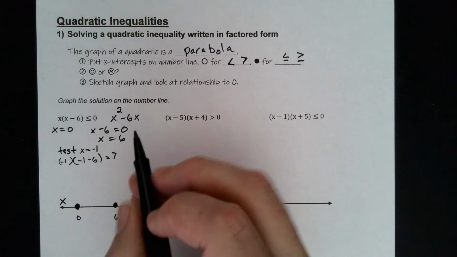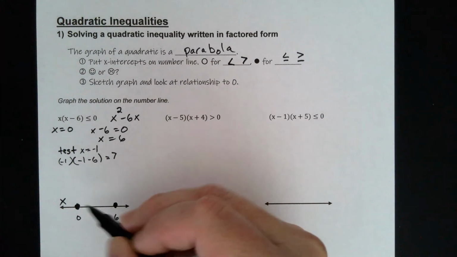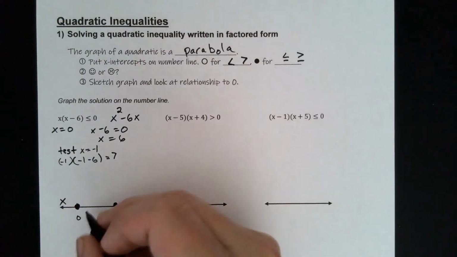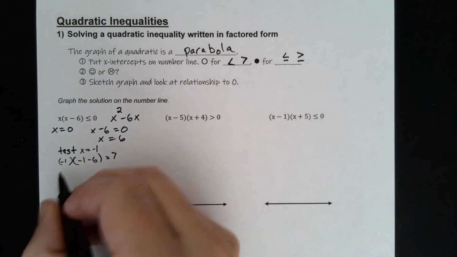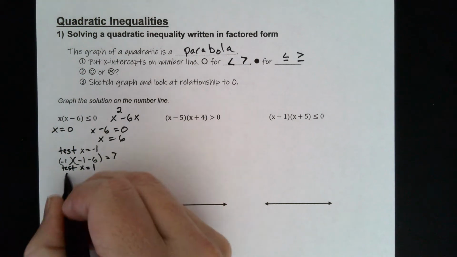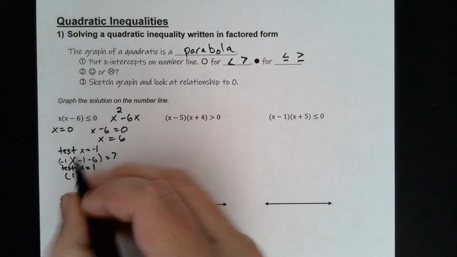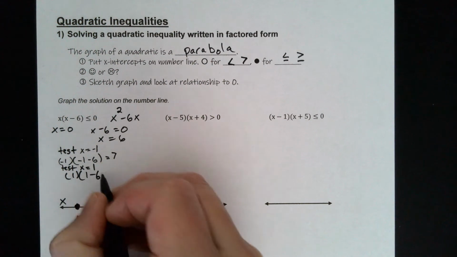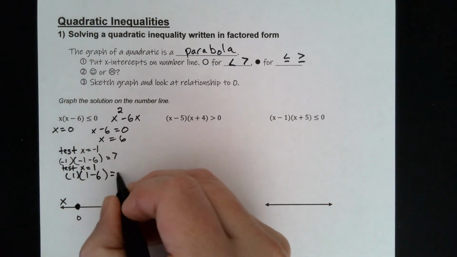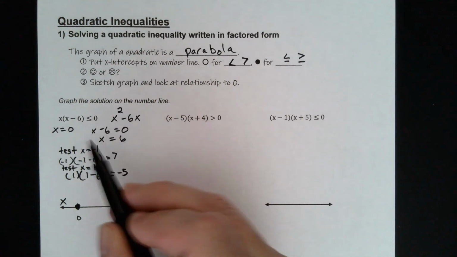Let's try a number in the middle between 0 and 6. It doesn't matter what it is, so let's say 1, since it would be right in this region. We'll test x equals 1. That would give you 1 when you plug it in, and then 1 minus 6. That's going to be 1 times -5, which is -5, and that is less than or equal to 0.